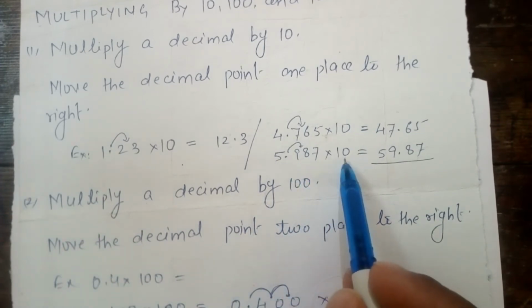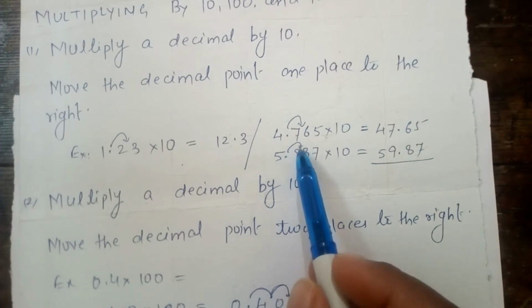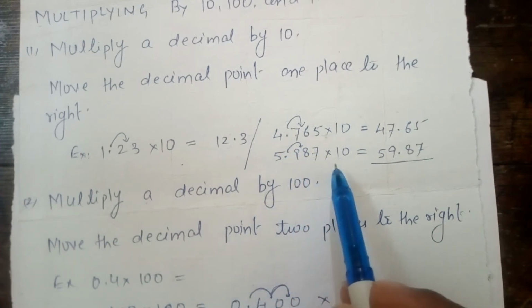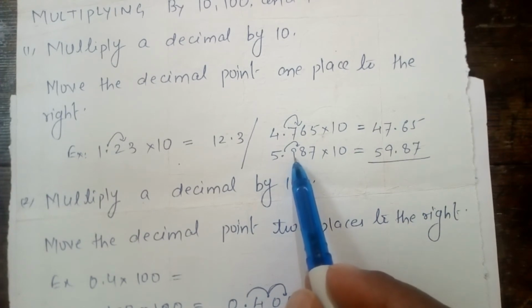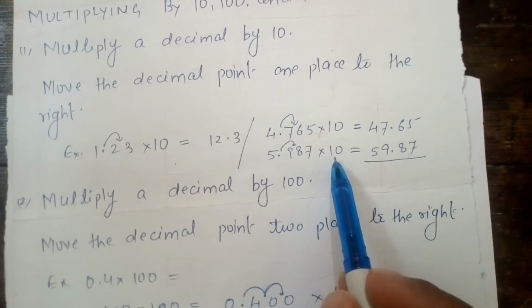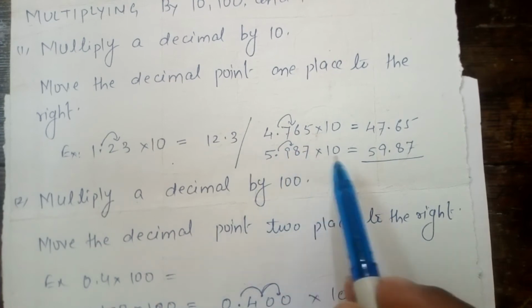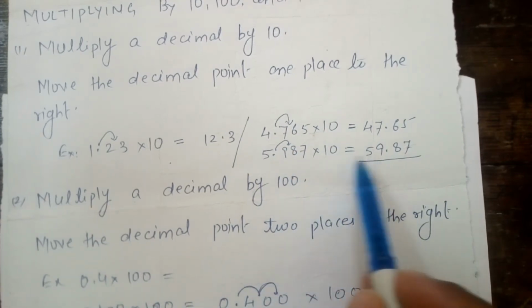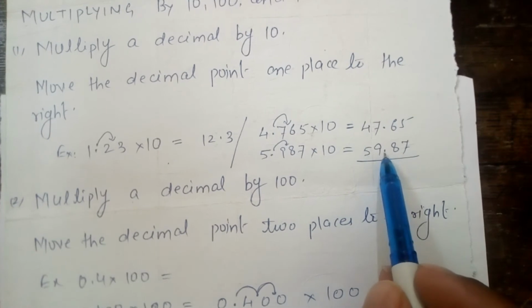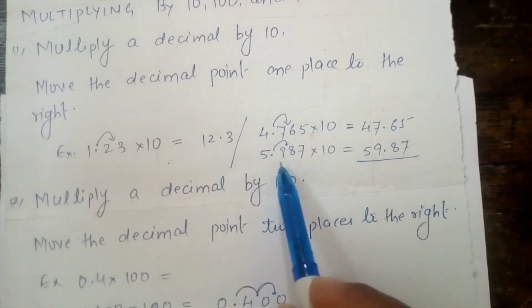Okay. Suppose your next question is 5.987 multiplied by 10. In 10, the number of 0s is 1. So we will move the decimal point one place to the right. As you can see in this question, the decimal point is before 9. After multiplication by 10, the position of the decimal point will change. Therefore the answer is 59.87. 59.87 is the required answer of the given question.